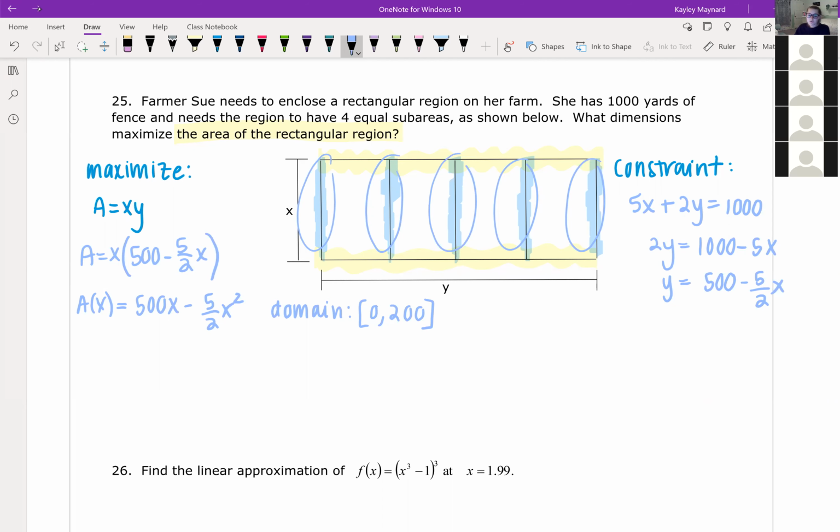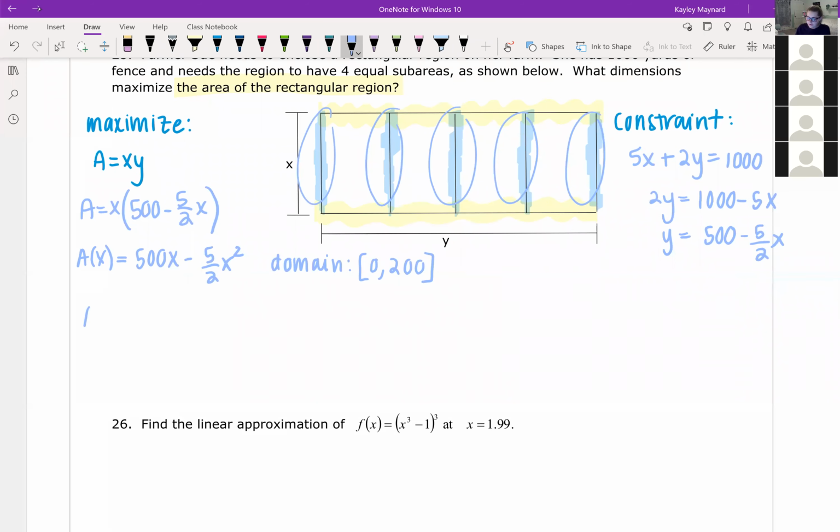Okay, so now let's go ahead and actually take a derivative. A prime of x is equal to 500 minus 5x. This is not undefined anywhere, so we're just going to set it equal to 0, because right now we are finding critical points so that we can find a max or min. So you just find where it's equal to 0, which is at x equals 100.